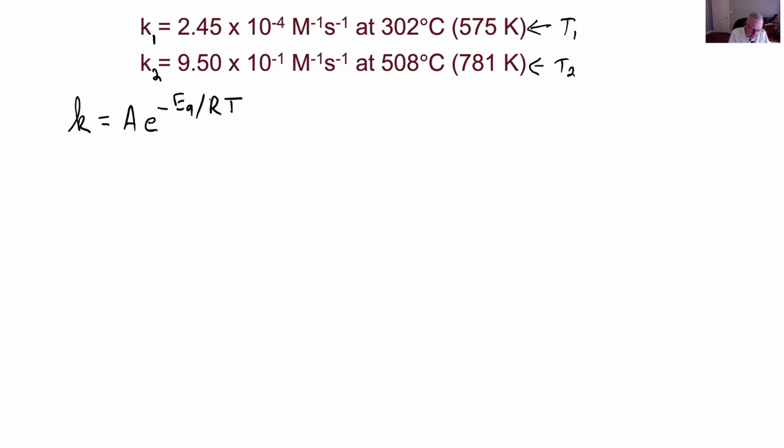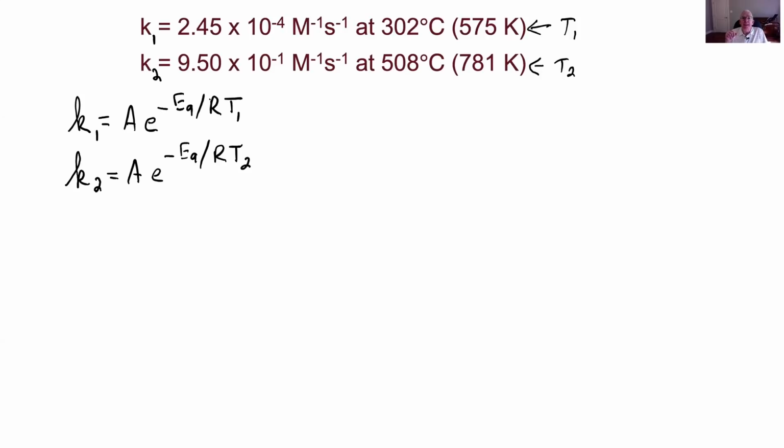So I'm going to say I have K1 and T1, and I can write the parallel equation that says if I make it K2, it's A e to the minus E sub A over RT2. Between those 2 equations, the only things that are different are the ones with the 1s and 2s on them, okay? The activation energy and the pre-exponential factor are not going to change when I change the temperature, all right? R is a constant, it's not going to change. So the K's are different and the T's are different.